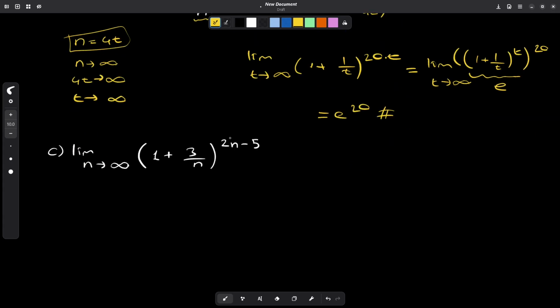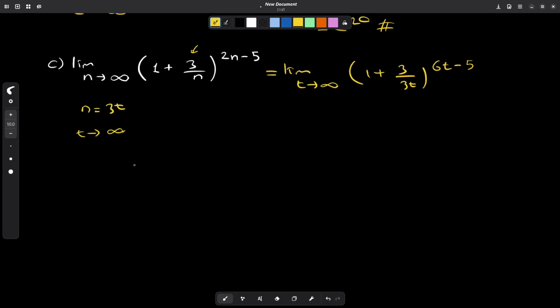Last example, in my power I have 2n minus 5. That's the only difference. So I want to save myself from this 3, right? Again, I'm going to say n is equal to 3t, and my t will be approaching infinity again. So what I'm going to do is the limit as t approaches infinity of (1 + 3/(3t)) to the power of 6t minus 5, right? Do we have enough space for this? Yes, we definitely do. I want to clean this part though.